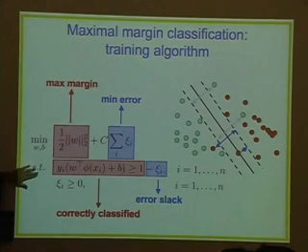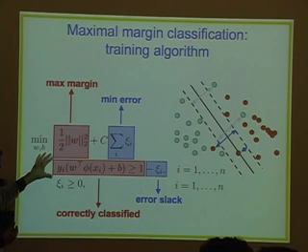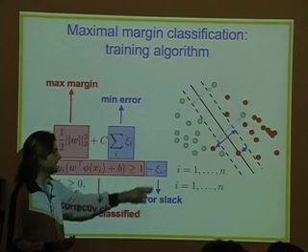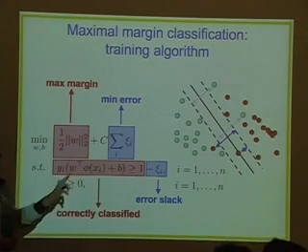And so the constraints to which this optimization problem is subjected just impose the fact that most of those data points are correctly classified, which is the red part here. And if that's not possible, then we allow some error slack, which we here try to minimize.